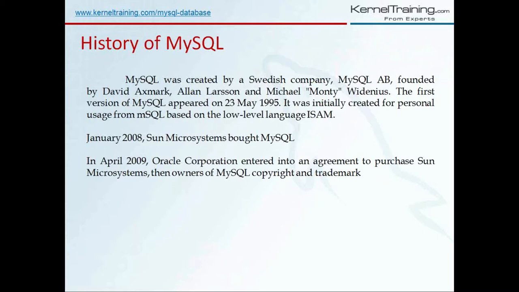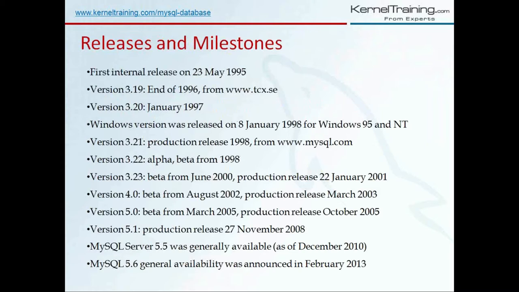These are the major releases and milestones. The first formal release of MySQL was 3.19 in 1996, then 3.20. But MySQL gained a lot of popularity from version 5 onwards, which was in March 2005. Then version 5.1 came in 2008.